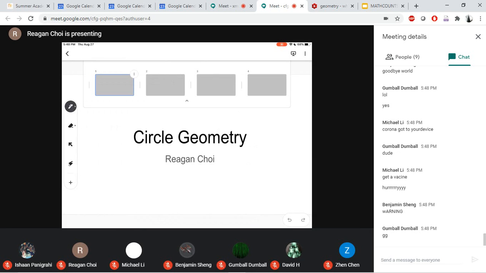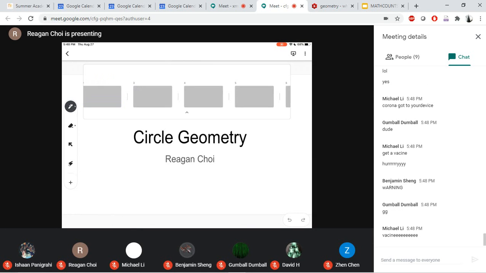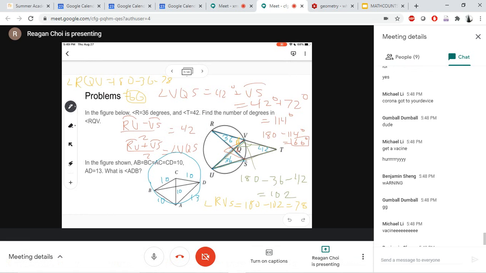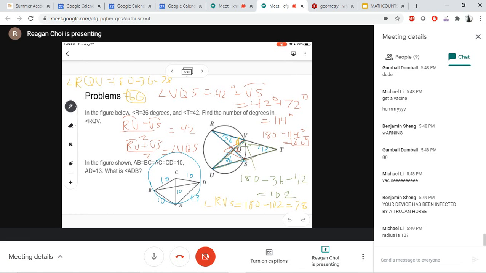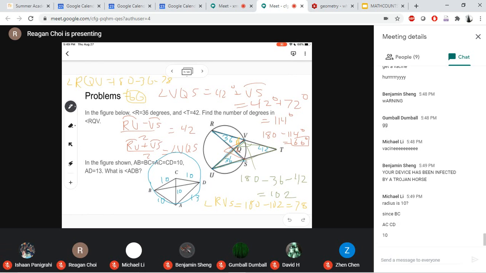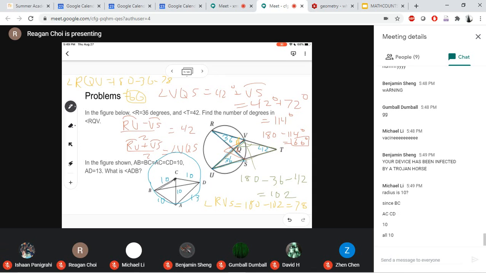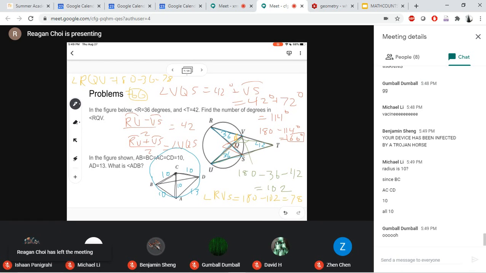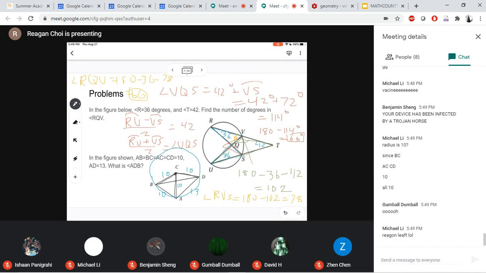Let's go back to the problem that we were on. Is there anything special about ABD? Oh no, my device is infected by COVID. Yeah, so the reason why you draw this circle is because from C, each of these lengths is 10. They're not radii yet, but all of these lengths are 10. So that means the circle is centered at C, and the radius is 10.